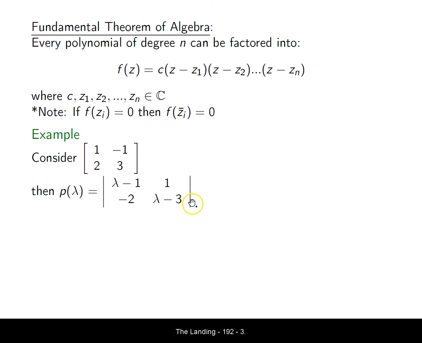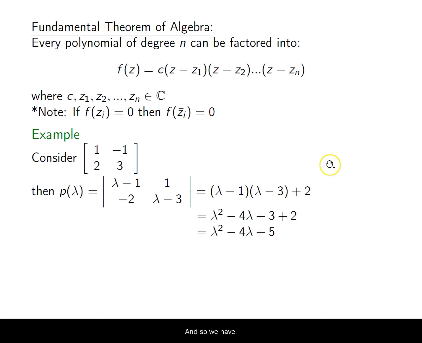We have these two minus the product of this two. So lambda minus 1, lambda minus 3, plus 2, right? Because minus a minus 2 from multiplying these things, right? So fairly simple. Multiply this out and add 2. So lambda squared minus 4 lambda plus 3 plus 2, right? And so we have lambda squared minus 4 lambda plus 5, right? So setting this equal to 0 will give us our eigenvalues.